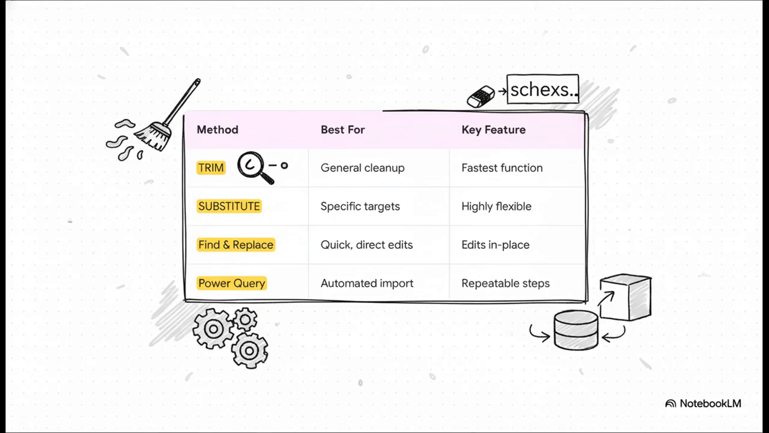For your everyday general cleanup of all types of extra spaces, Trim is your best friend. It's fast and easy. If you need to target something specific, like only double spaces, you're going to want Substitute. For a quick and permanent fix right in your cells, go with Find and Replace. And if you're building an automated, repeatable process for importing data, Power Query is absolutely the way to go.